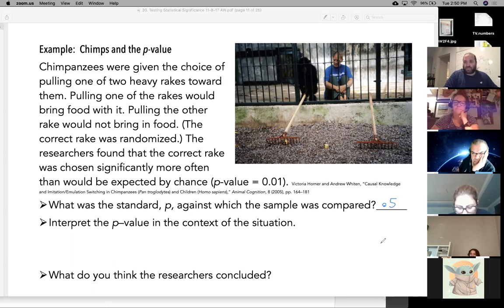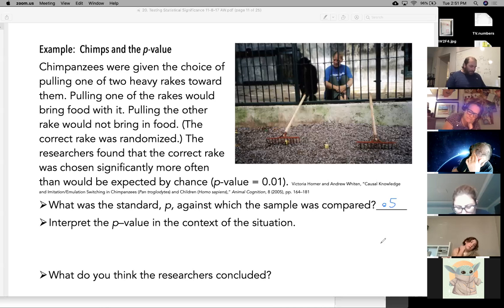In our sample, the number of times that the rake with food was pulled was so high that the likelihood of the chimpanzee pulling that many by chance alone was 1%. There's a 1% chance that the chimpanzee accidentally just happened to pull the one with the food as many times as it did.